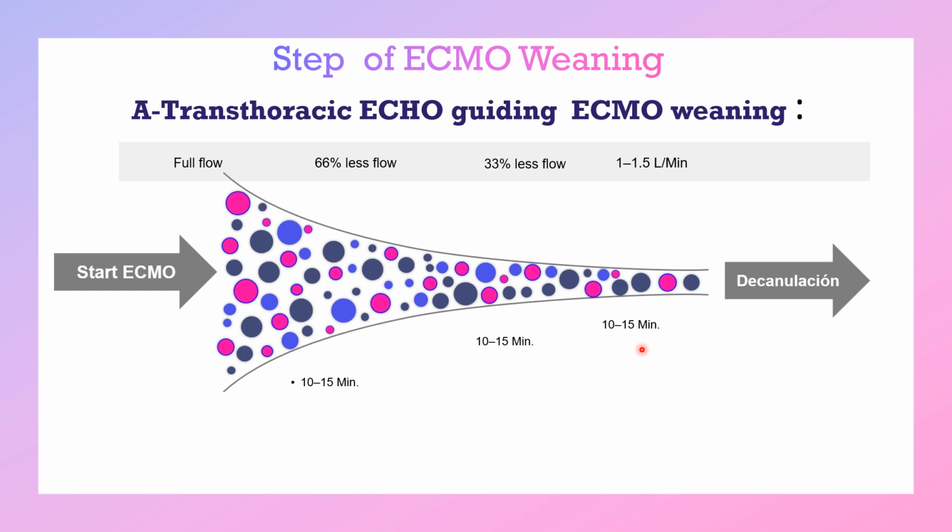And at every step, they assess all RV and LV function. They assess the hemodynamics of the patient, lactate level, and echo parameters through the transthoracic echo. If the patient passes all these stages, they can go for decannulation. If there is a problem, they will stop at any stage and return to full flow.